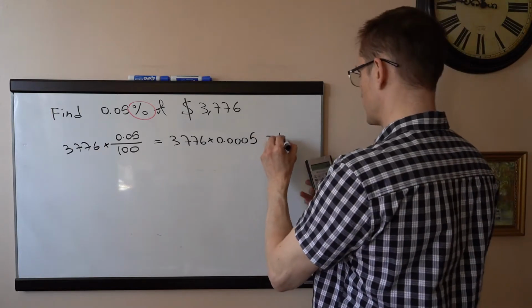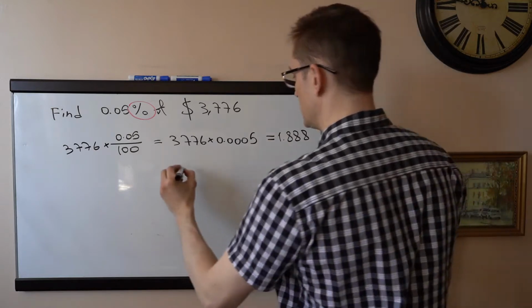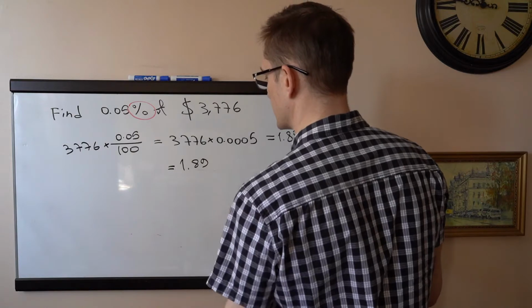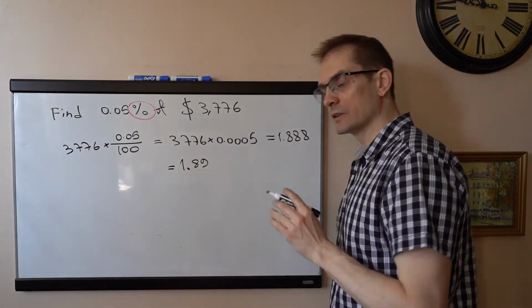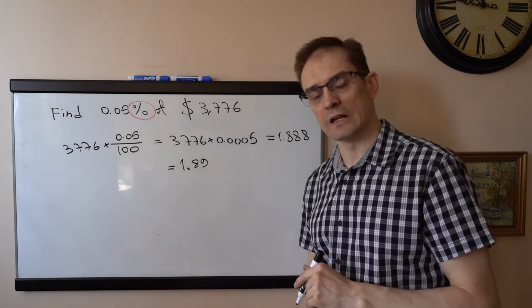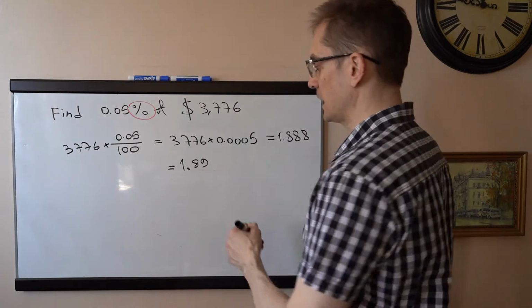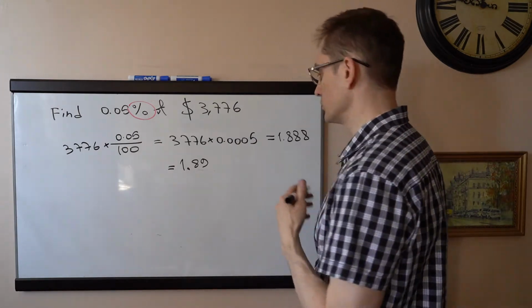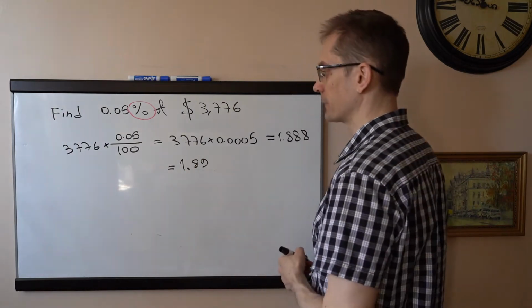The result is 1.888. If I round that, it's going to be 1.89, if I round to 2 decimals. But keep in mind that various problems will ask you rounding for various number of decimals. In this case, I round to 2 decimals. But if the problem said round to 1 decimal, it would be 1.9, and so on.